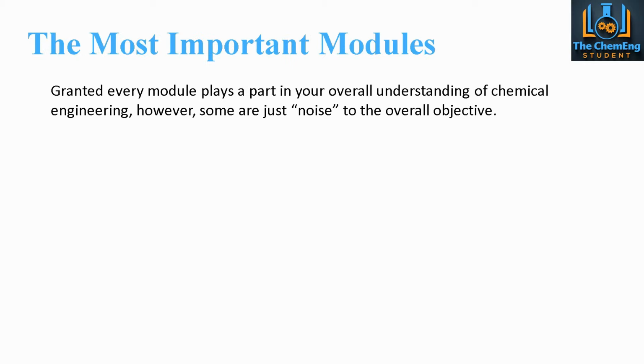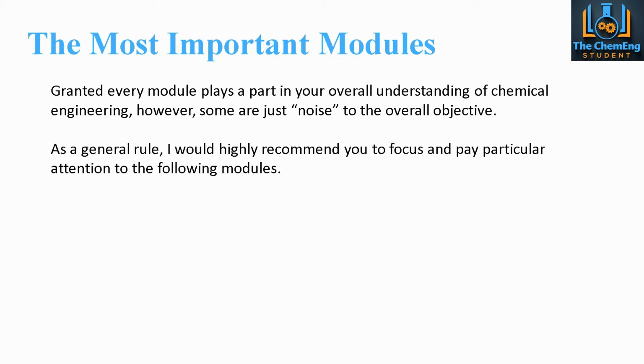Now, the most important modules. This is a very difficult question to answer because it depends on what you are interested in. And there are a lot of different modules in chemical engineering. But in a nutshell, to get a better idea, some of these modules are what we'd class as just noise to the overall objective of being a chemical engineer. It just means that they have to be done, they might be small credit modules, but they have to be taught. They might not necessarily be useful.